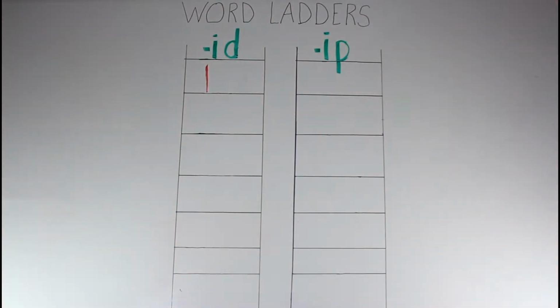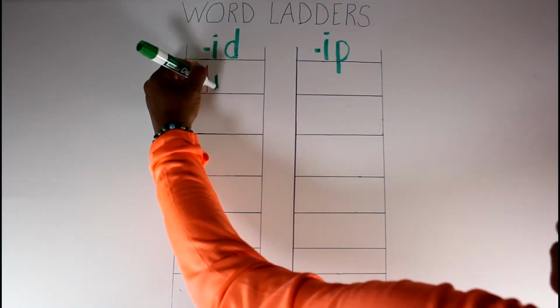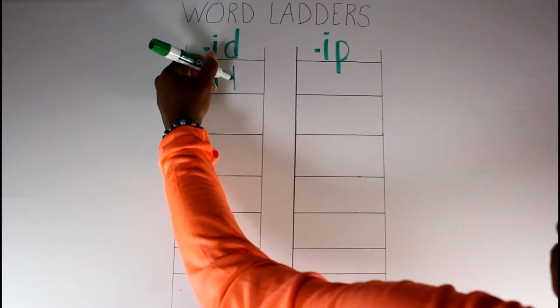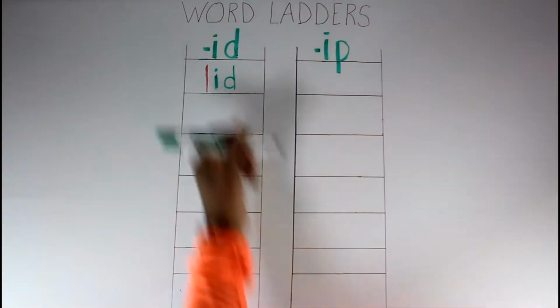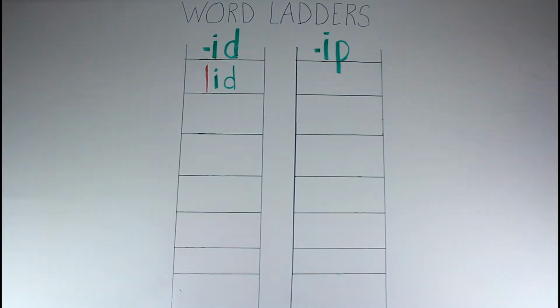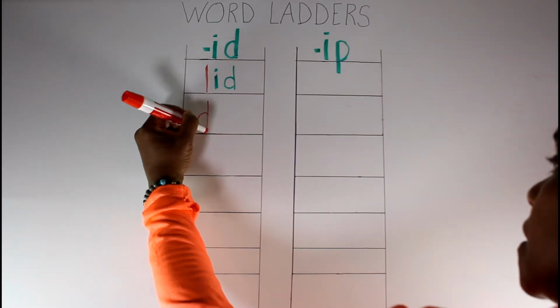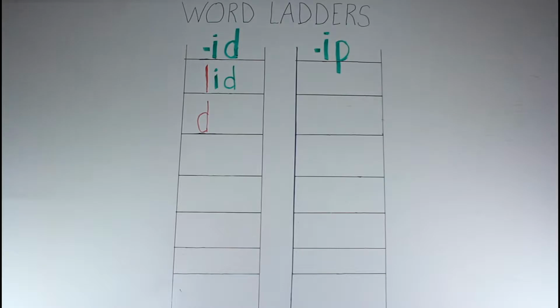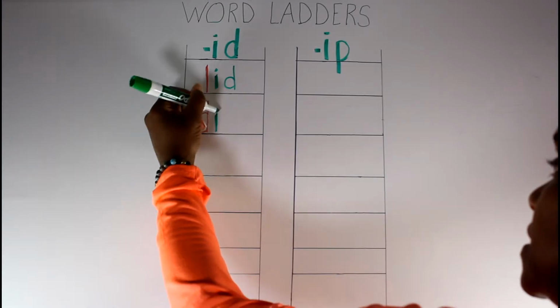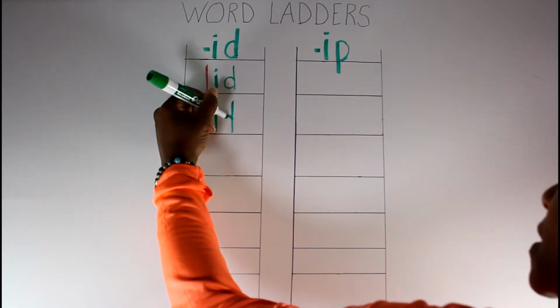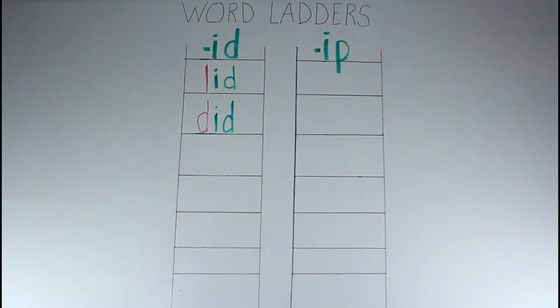That is an L. It says L. And if I put an ID there, I get lid. Lid. Our next one is D. We can write ID next to it, which says id, and we get did. Did.